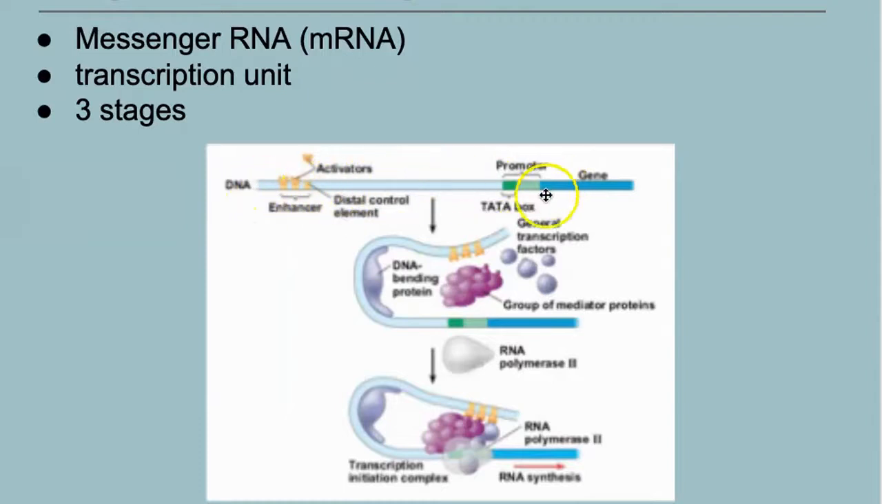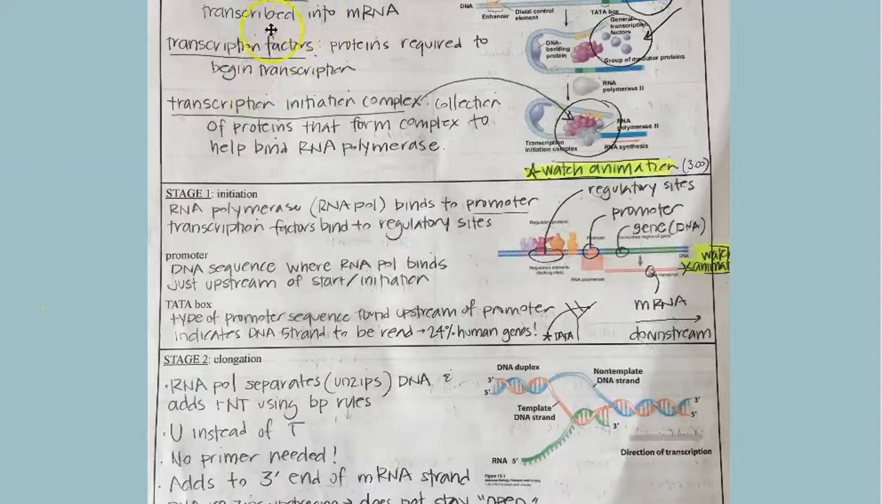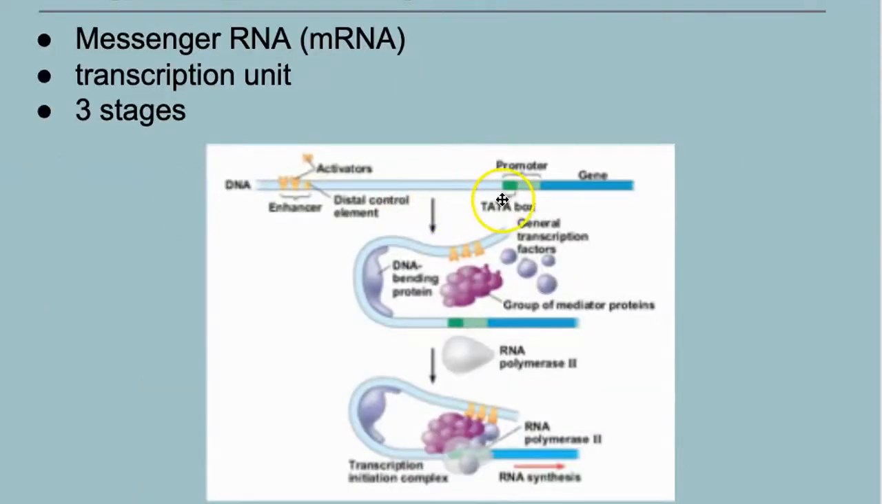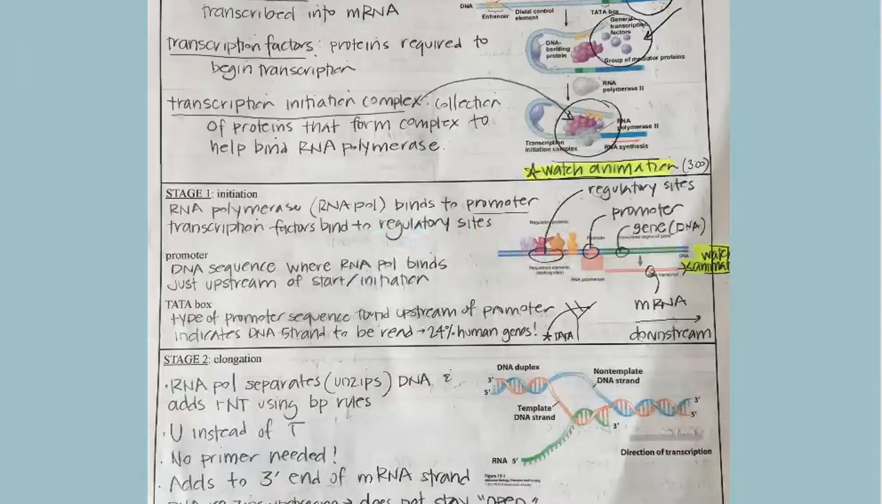So first of all, the blue is DNA, and you can see here that it's in its double helix form. And the first important term is the transcription unit. The transcription unit is the section of DNA that's going to be transcribed into messenger RNA, which is the transcript. So the transcription unit is a DNA sequence, and that's just the gene. That's what's going to be transcribed into RNA. So that's the transcription unit.